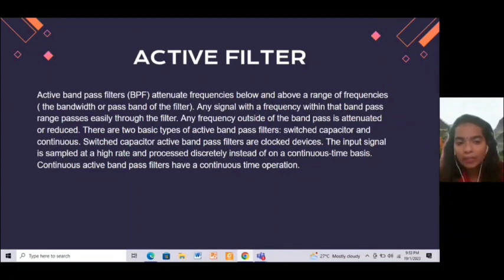There are two basic types of active bandpass filter. First is switched capacitor and the other is continuous. Switched capacitor active bandpass filters are clocked devices. The input signal is sampled at a fixed rate and processed discretely instead of on a continuous time basis. Continuous active bandpass filters have a continuous time operation.